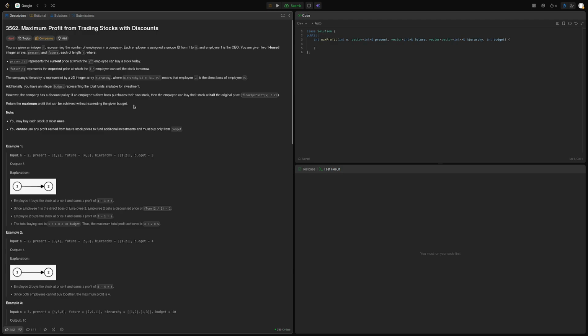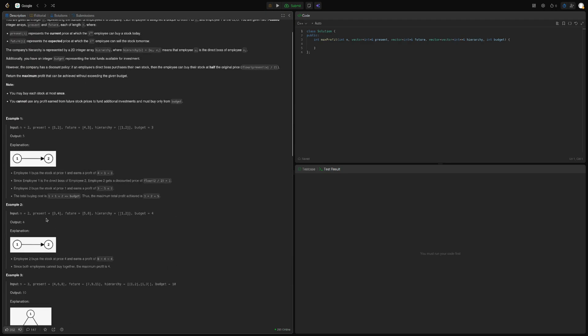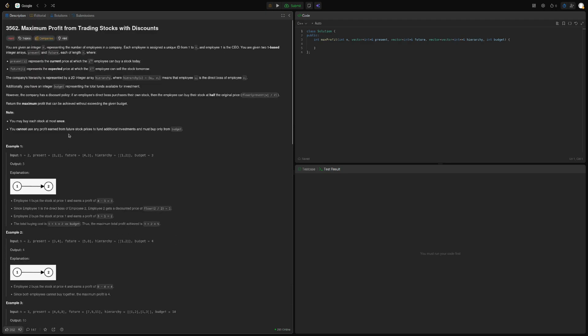That's interesting. So what are the prices? Budget is 160. Oh, okay. So let's think about this. A lot to unpack here. So they all buy today and then they sell tomorrow. So this is what you can gain.